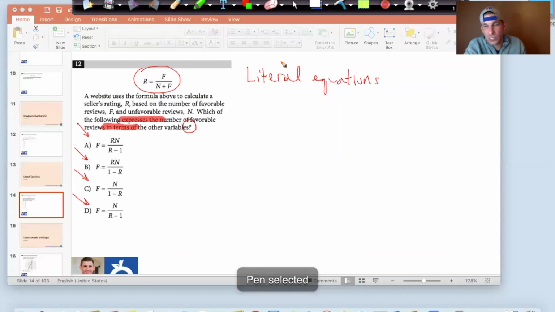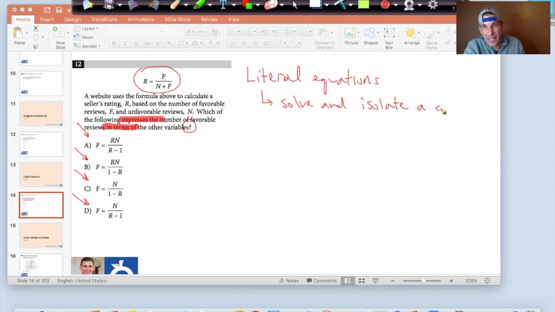And literal equations is just general math, right? You're using properties of math in order to solve and isolate a designated variable. They'll tell you what to solve for. It's probably very similar to your chemistry or physics, for what you've done in the past, like solving for V1 or T1 when you're doing gas law equations or something of the sort, or when you're doing kinematics in physics. It's very similar to that.